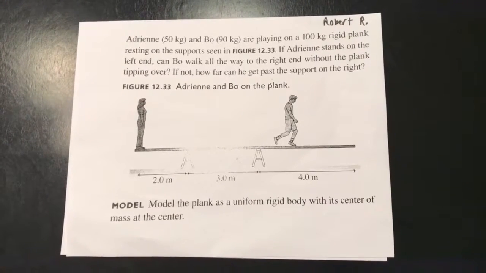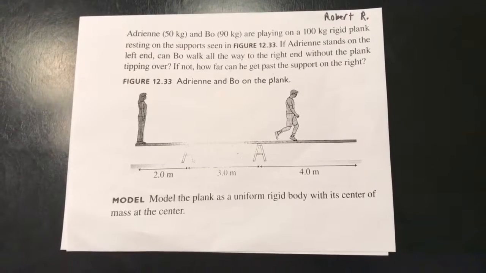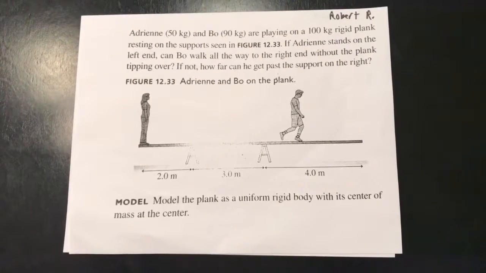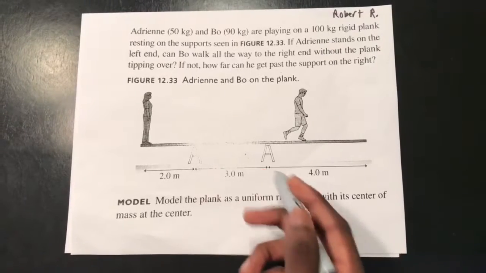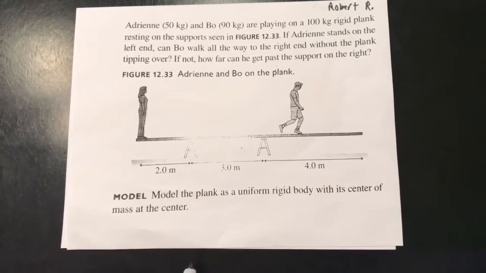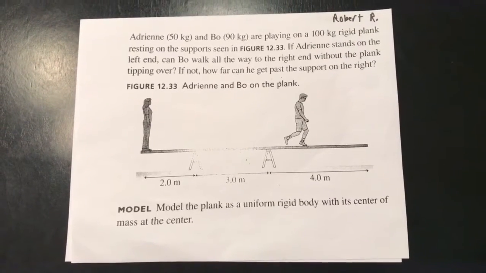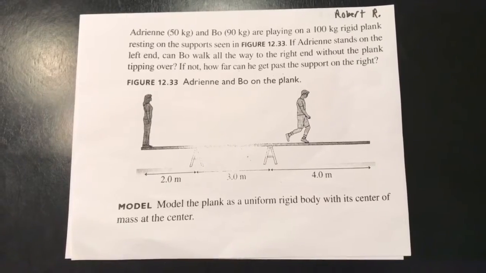Adrian, 50 kilograms, and Bo, 90 kilograms, are playing on a 100 kilogram rigid plank resting on the supports seen in figure 12.33, that's right here. If Adrian stands on the left end, can Bo walk all the way to the right end without the plank tipping over? If not, how far can he get past the support on the right?